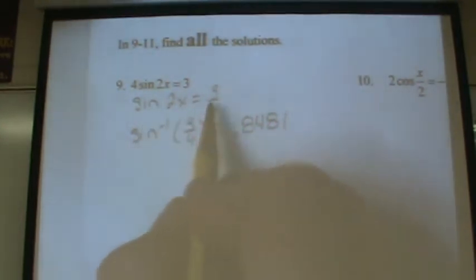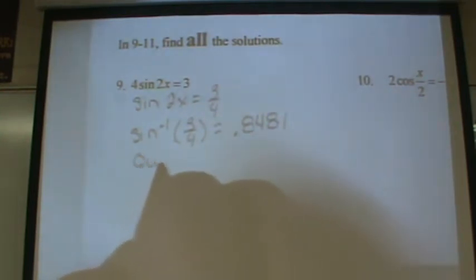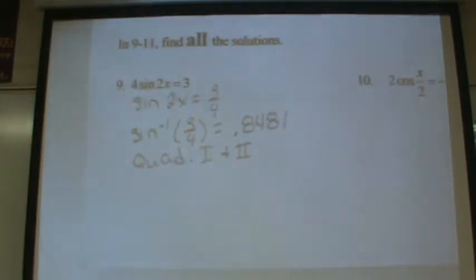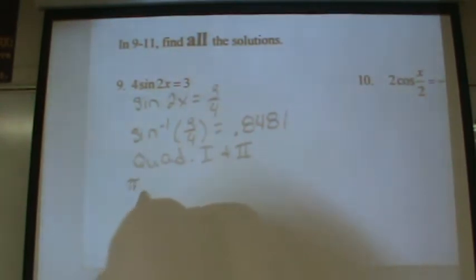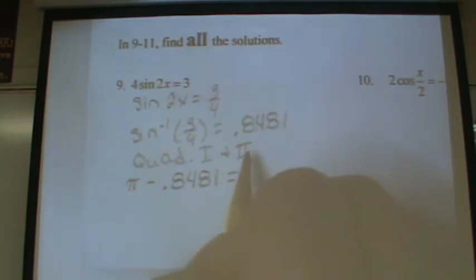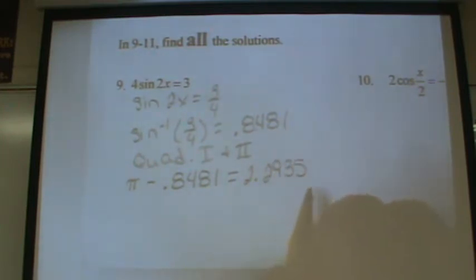And we're looking for where sine is positive, so that's quadrants 1 and 2. So we need to find our angle in the second quadrant, so pi minus this 0.8481, which gives us 2.2935.